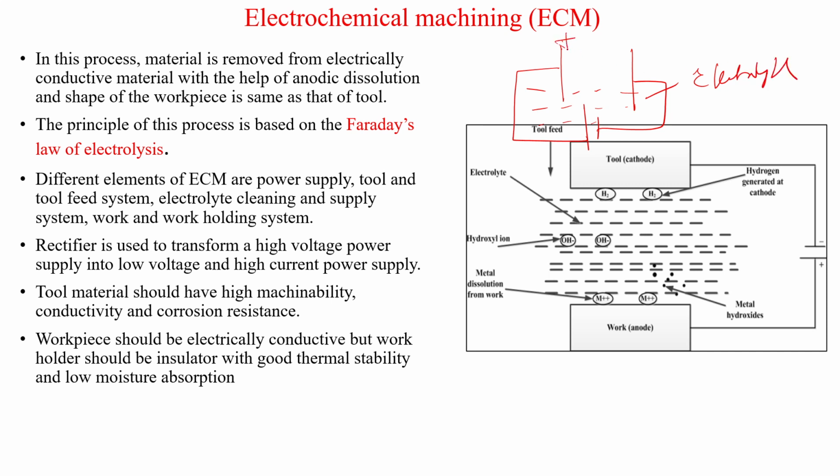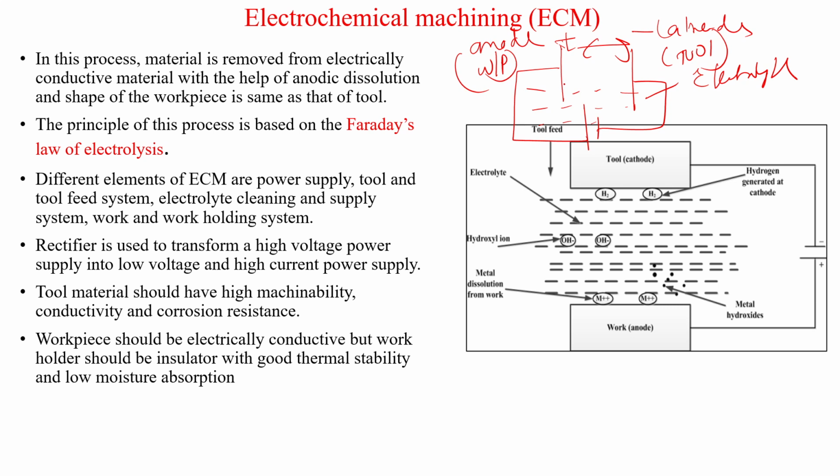So there is a flow of electrons from here to here, and this flow of electrons goes through the electrolyte. This positive is the anode, which is the workpiece, and the negative is the cathode, which is the tool. Because of the attraction between charges, the electrons go into the workpiece material and the ions go in here, and the removal of the workpiece takes place. This is the basic Faraday's law of electrolysis that we know.